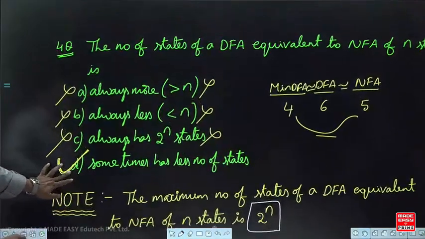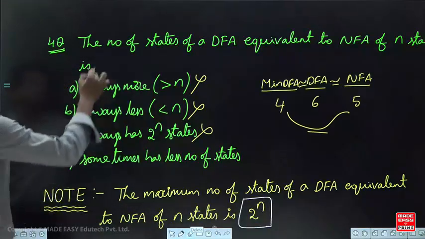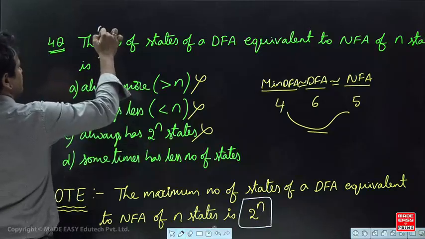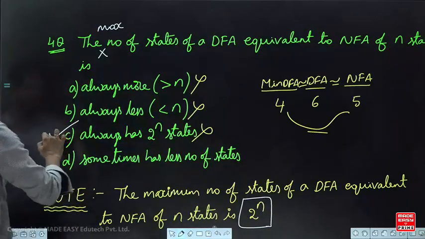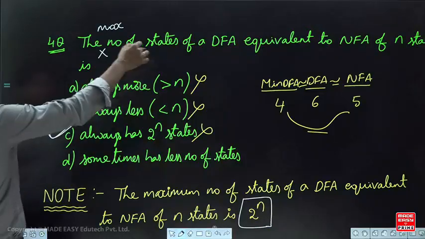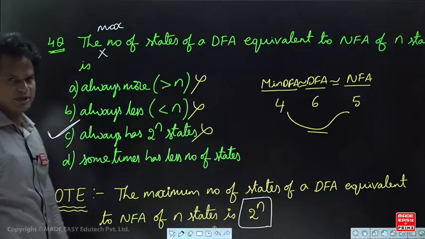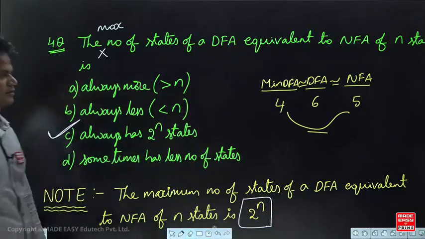Okay. In this question, instead of this one, if I ask you the maximum number of states, then the answer is C. If I ask you the maximum number of states of a DFA equivalent to an NFA of n states, then always 2 power n. Maximum is always 2 power n. This is the answer.